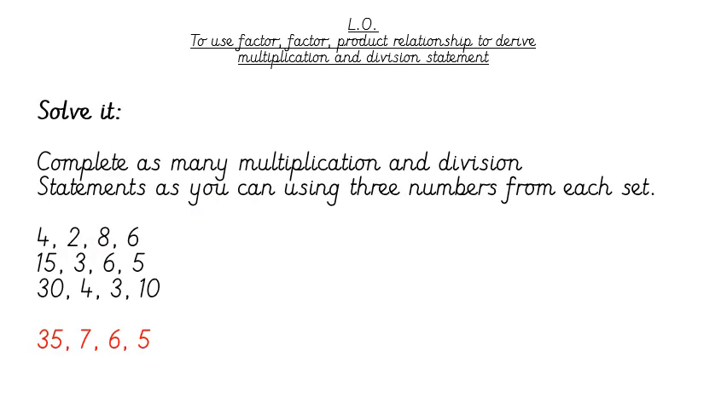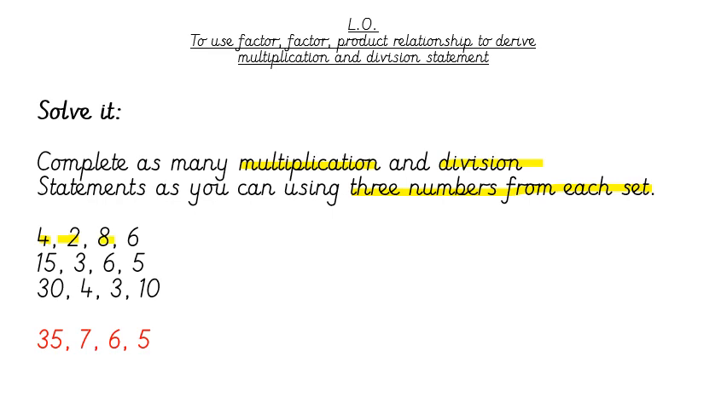So this is the last bit. This is your solve it. So you're going to complete as many multiplication and division statements as you can using 3 numbers from each set. So some of the numbers you won't need to use. So this is 4, 2, 8 and 6. So you're going to pick 3 numbers from this set. So you might pick, for example, 2, 4 and 8.